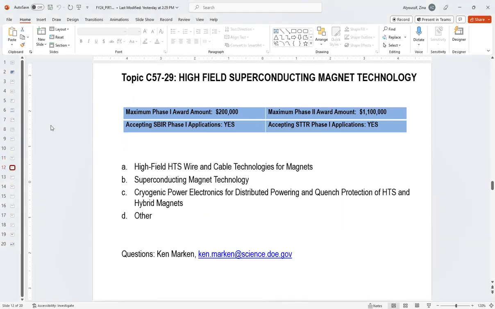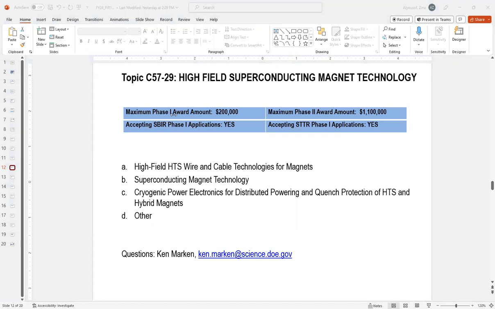Ken? Yes, high field superconducting magnet technology. The overarching motivation for this topic is to push to the highest possible magnetic fields for charged particle beam steering and focusing. There are, of course, other applications for highest fields, including NMR spectroscopy and laboratory magnets, MRI imaging. So there are more commercial applications for this technology than just high energy accelerators.